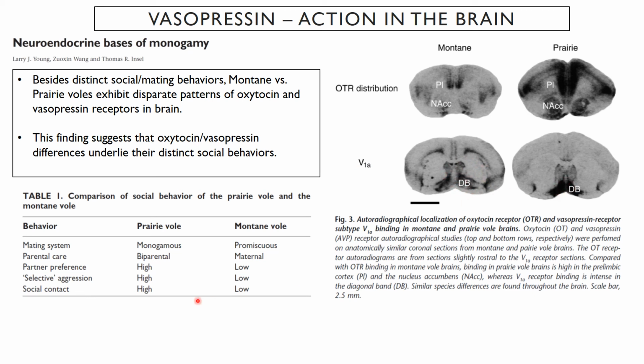And this is just a summary of this difference: the prairie vole is monogamous, both parents take care of the babies, and there's a lot of high partner preference and selective aggression. Montane voles seem to show very opposite behaviors, a lot more sort of typical mammalian behavior, more promiscuous. It's just mothers who take care of the babies, and they show very low partner preference. So is this the difference, the fact that you have this very stark difference in receptor expression? Well, Larry actually tested this.